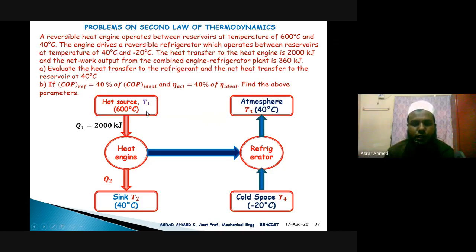So it will look something like this. Since we already have T1 and T2 for the heat engine, we will take T3 as the higher temperature and T4 as the lower temperature for the refrigerator. So T1 and T2 are related to the heat engine, and T3 and T4 are the reservoir temperatures of the refrigerator. Okay. Now, is there any clarification here? Any clarification you want to make?